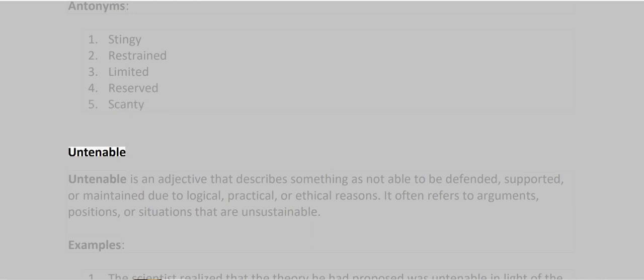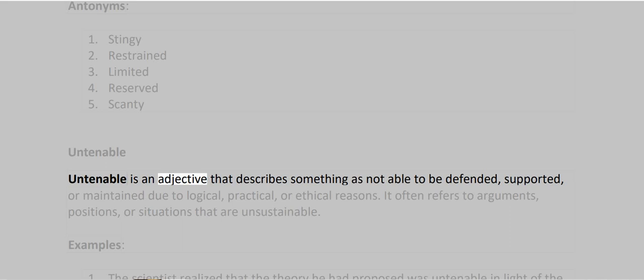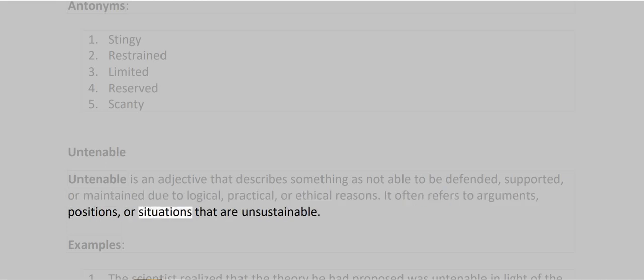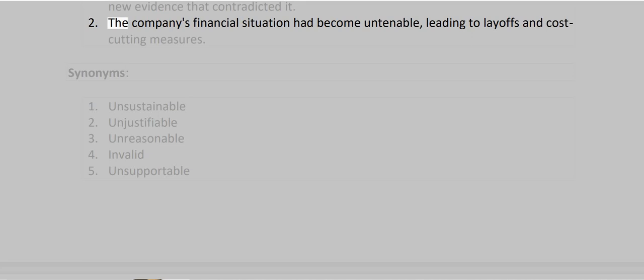Untenable. Untenable is an adjective that describes something as not able to be defended, supported, or maintained due to logical, practical, or ethical reasons. It often refers to arguments, positions, or situations that are unsustainable. Examples. 1. The scientist realized that the theory he had proposed was untenable in light of the new evidence that contradicted it. 2. The company's financial situation had become untenable, leading to layoffs and cost-cutting measures.